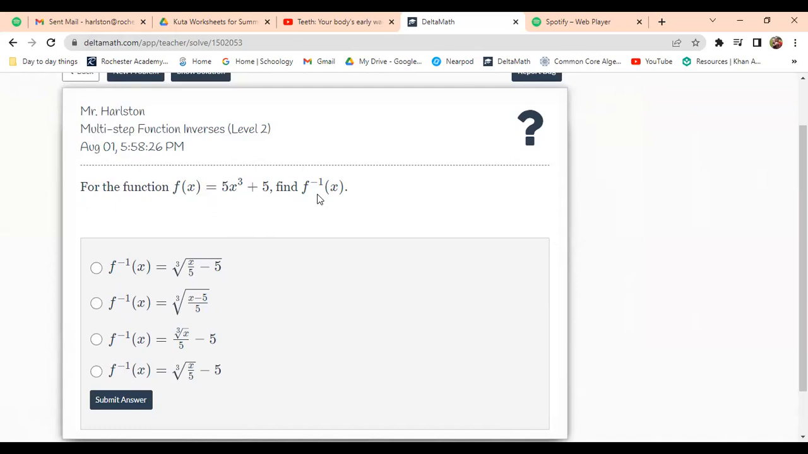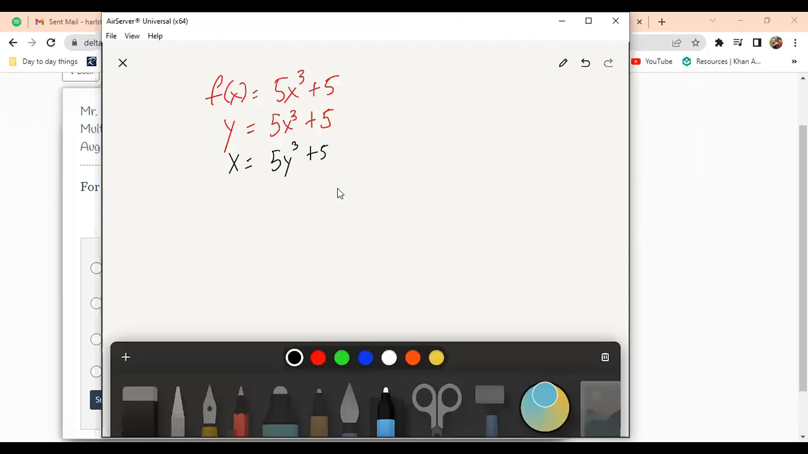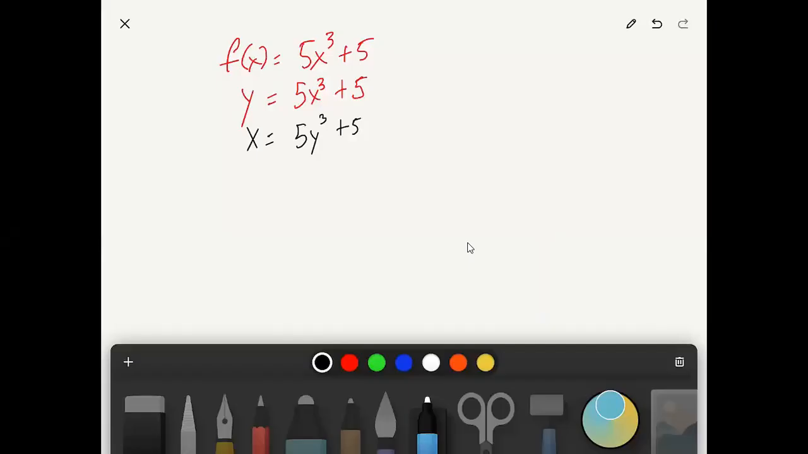We've got f of x equals 5x to the third power plus 5, and they want us to find the inverse. So we're going to rewrite this, and we're going to have x equals 5 y to the third plus 5. Let me share my iPad now. All right, so I just rewrote it. I got x by itself.